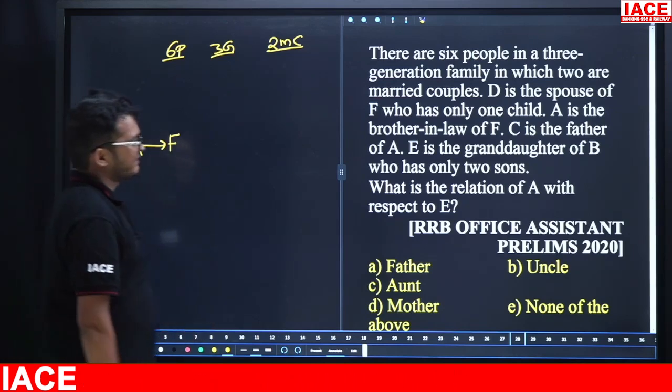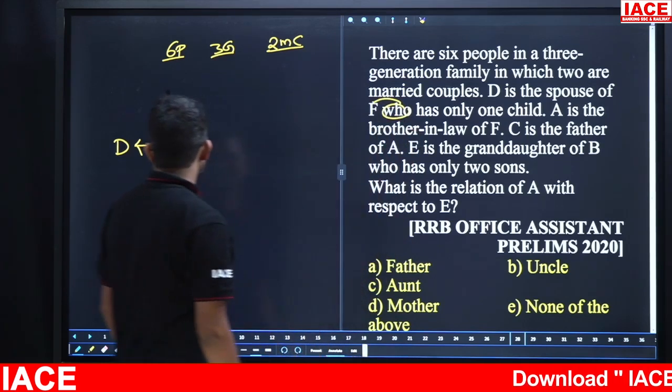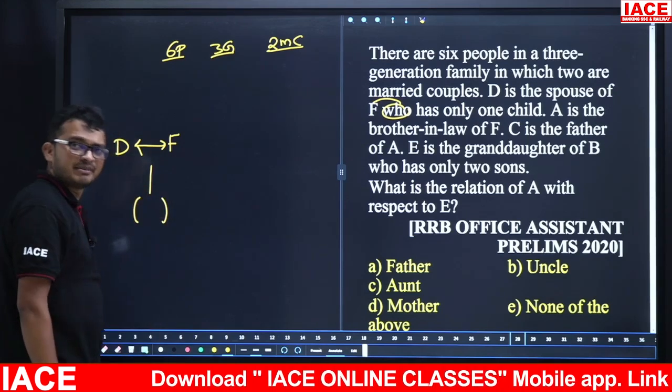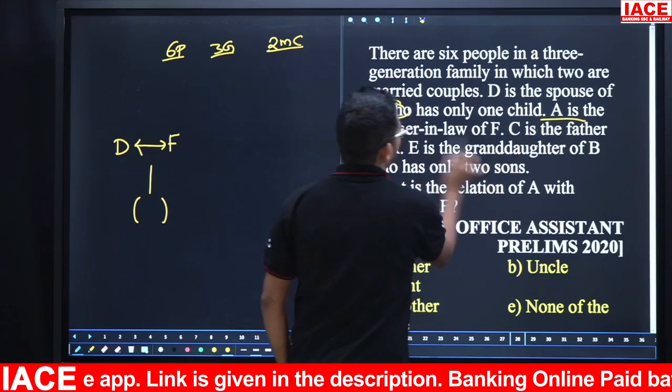Next one. Who has only one child? Here who qualifies? F. This F is having only one child. Child means here maybe son or maybe daughter. Leave it. A is the brother-in-law of F.